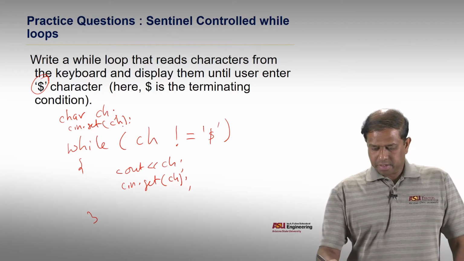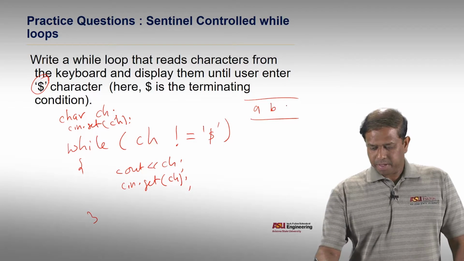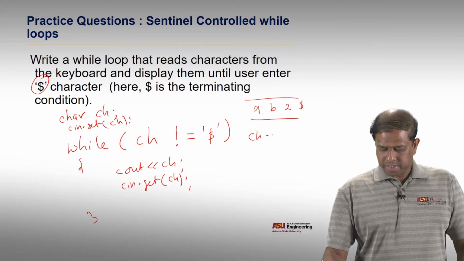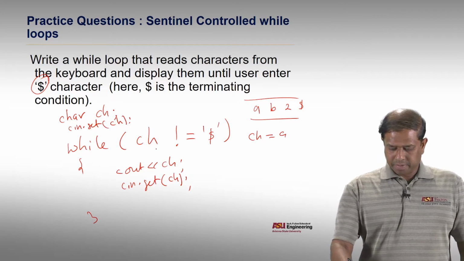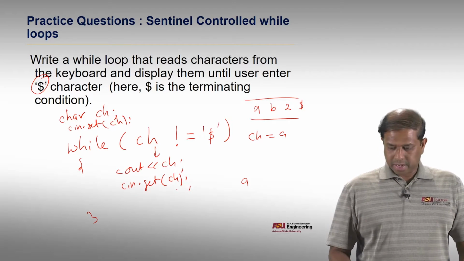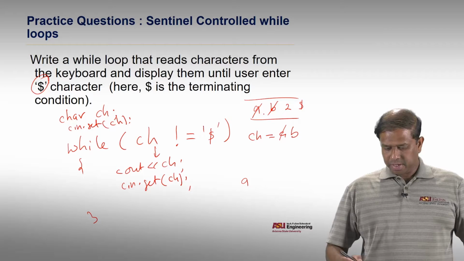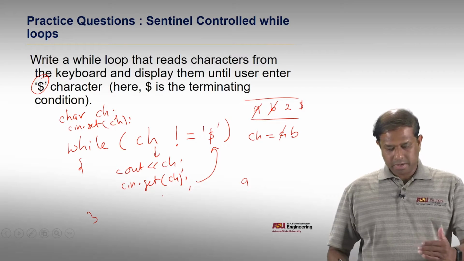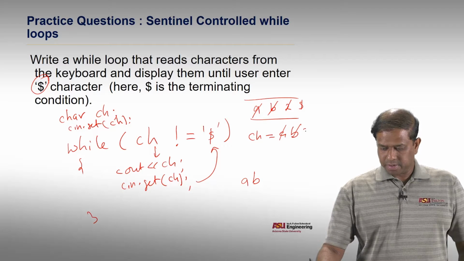If you run through this, let's say for an input stream where you have a, b, 2 and the $ sign. The first thing that we read for ch is a, and a not equals to the $ sign, so we go inside the loop and display that ch, that's a, and then read the next character. The next character is b. So we have taken out b from the input stream and go back here. Now b not equals to the $ sign, so we go inside the loop again. We display b, and then read the next character, which is 2.